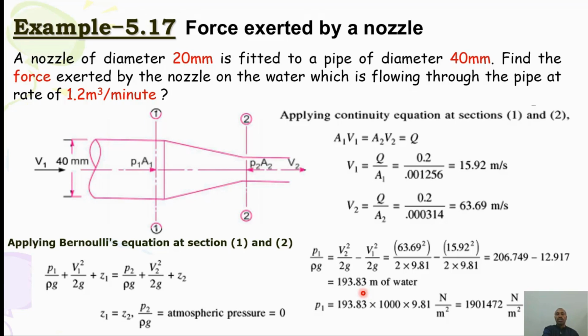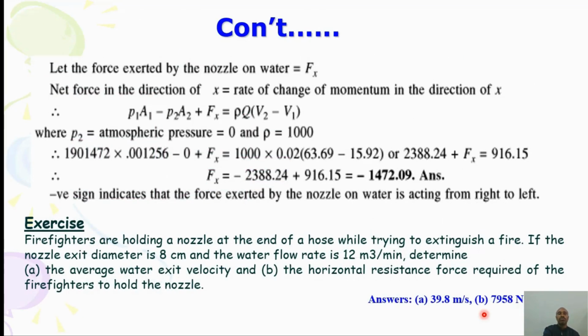So to get the pressure is nothing, rho G H. So you have H, then density is given, so you have to multiply by gravity. So you will find 190.1472 kilonewton per meter square. So this is the pressure exerted. Find the force exerted by the nozzle of water. Once you find pressure, then force will be simple.